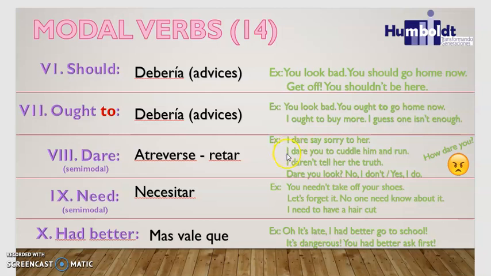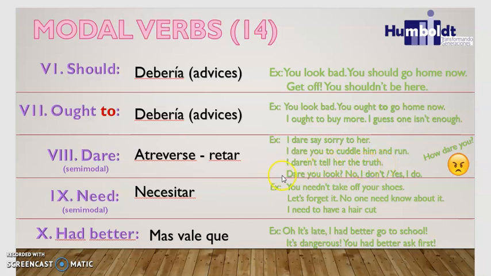The other example is I dare you to cuddle him and run. Yo te reto a que lo abraces y corras. So remember that cuddle is another way to express a hug, ¿ok? A cuddle, un abrazo, un abracito. The number 3 is I daren't. This is the negative form, dare not. I daren't tell her the truth. Yo no me atrevo a decirle a ella la verdad.